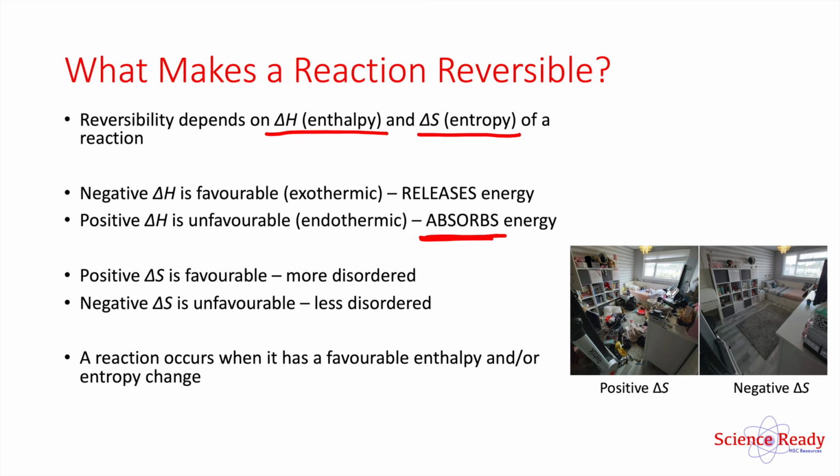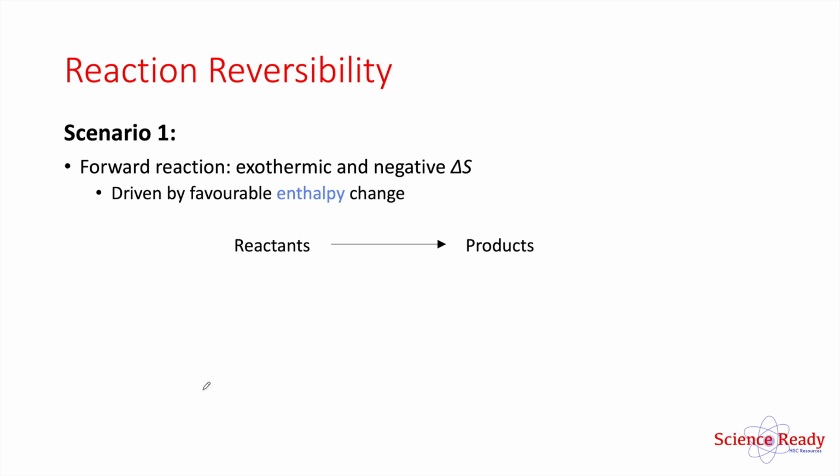The reason why we need to think about both enthalpy and entropy changes is because a reaction can only occur if it has a favorable enthalpy and/or a favorable entropy change. Let's explore a few possibilities of chemical reactions. A reaction can be exothermic and have a negative entropy change. In this case, the reaction is driven by a favorable enthalpy change because it's exothermic.